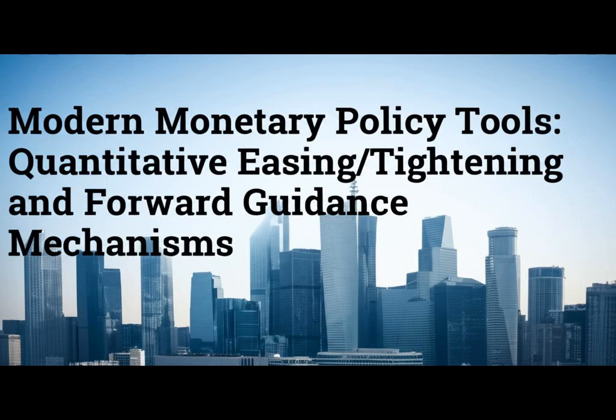Here's how it works. The central bank creates new digital money to buy these assets. This floods the banking system with cash, or liquidity, making banks more willing to lend money. By buying lots of long-term bonds, the central bank pushes their prices up and their yields, or interest rates, down. Lower long-term borrowing costs hopefully encourage businesses and people to invest and spend more.